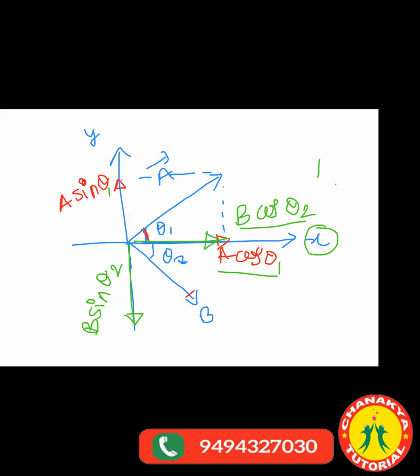We are just doing addition. Okay, let me clean this. So in the x direction, what we had? A cos theta 1 plus b cos theta 2.